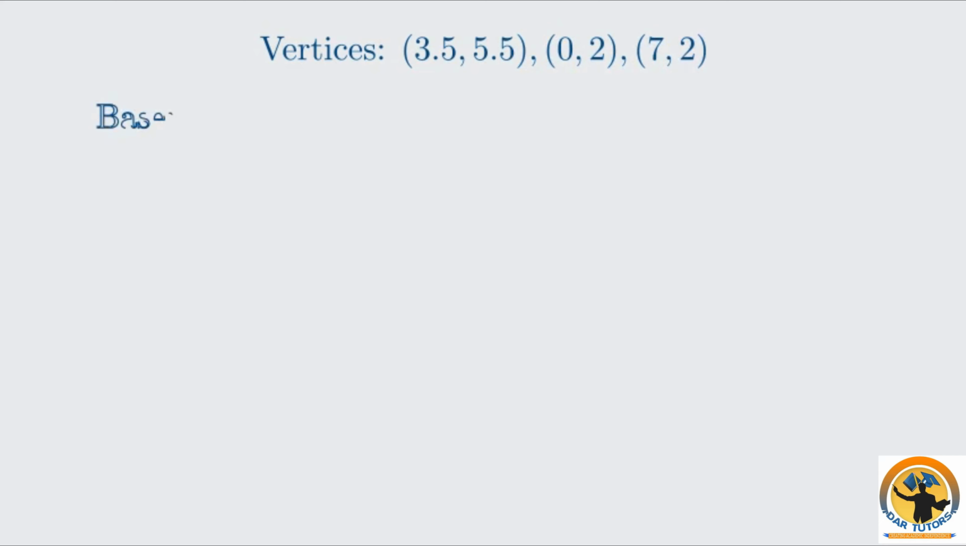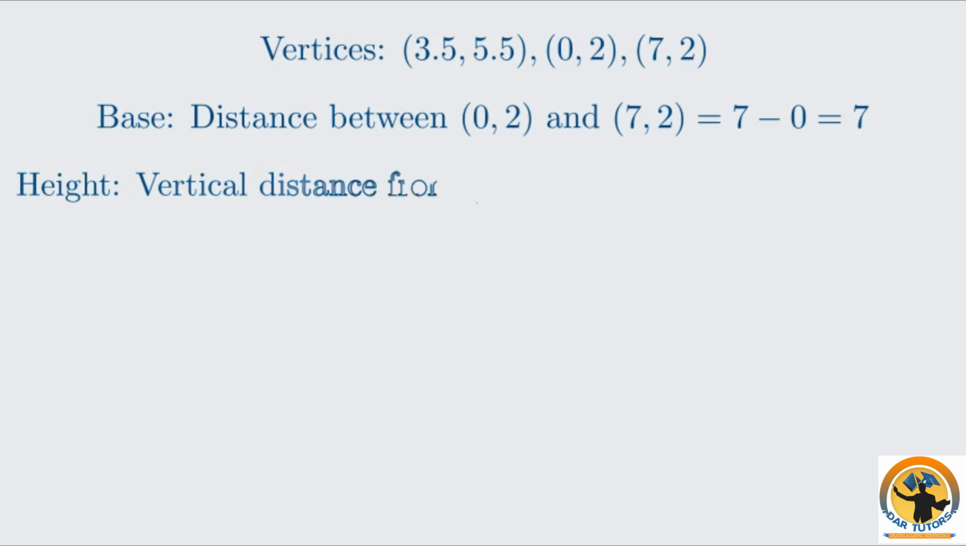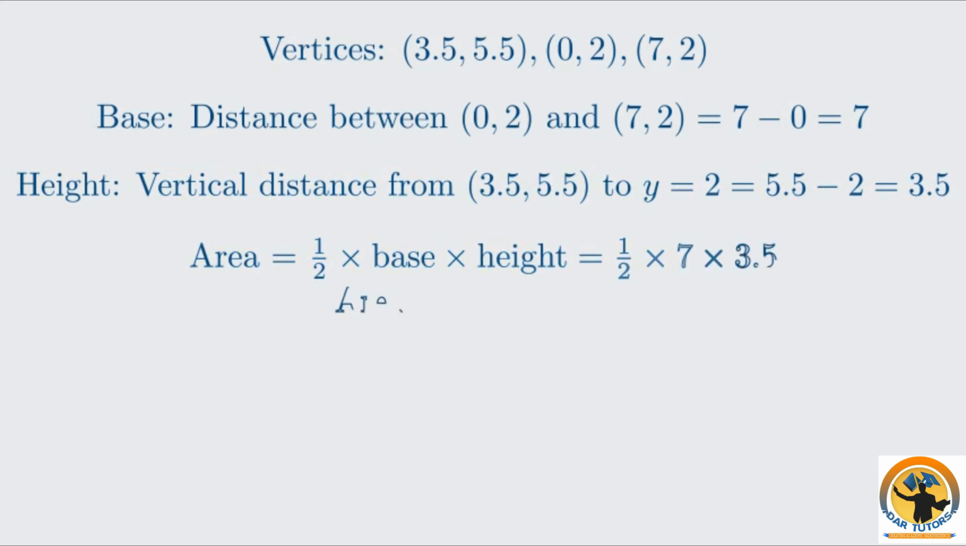The base of our triangle is the distance between the two vertices with the same y-coordinate. This is the distance between 0 and 7, which is 7 units. The height is the vertical distance from the third vertex, (3.5, 5.5), down to the line y equals 2. This distance is 3.5 units. Using the area formula, area equals 1/2 base times height. We get 1/2 times 7 times 3.5. This simplifies to 12.25 square units. Remember to always include units in your answer.